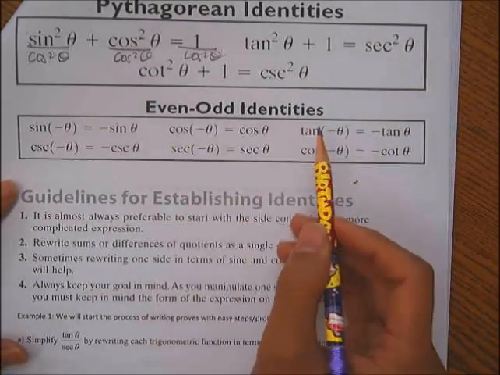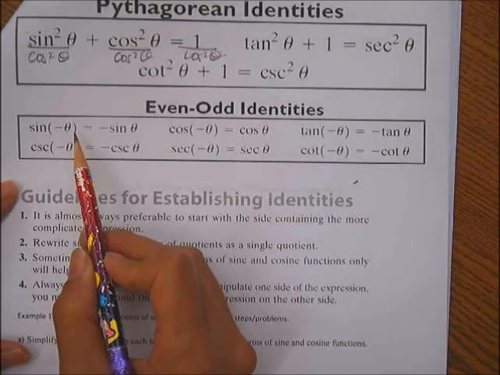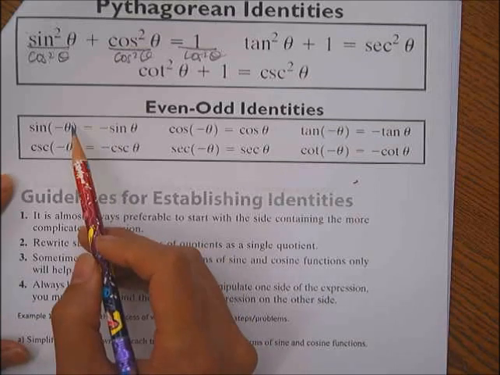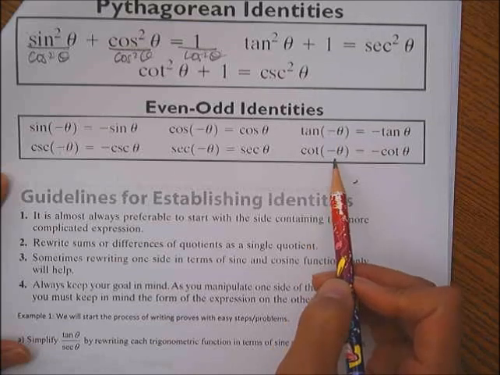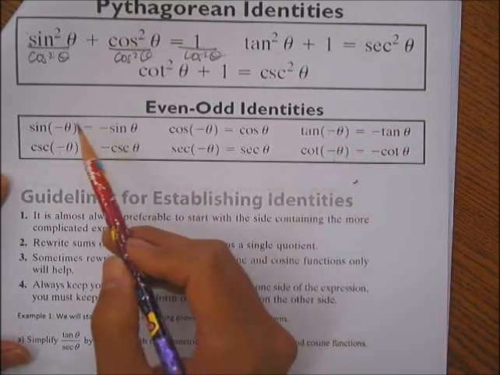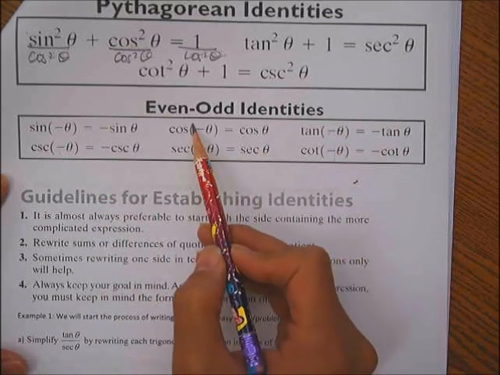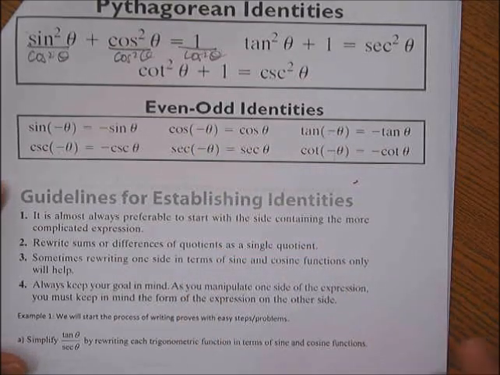And then remember even and odd. There were 4 functions that were odd: sine, its reciprocal cosecant, then tangent and its reciprocal cotangent. These 4 are odd. There were 2 even ones, cosine and secant. Those are the 2 even functions.